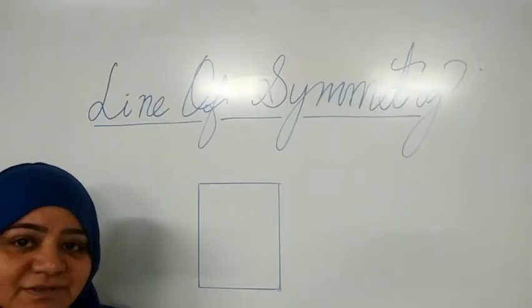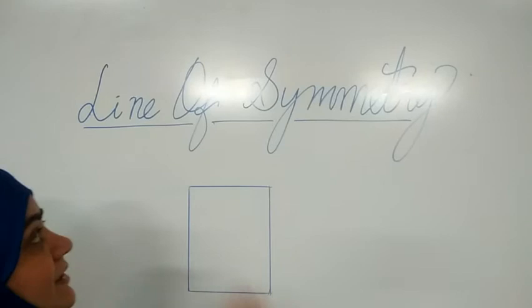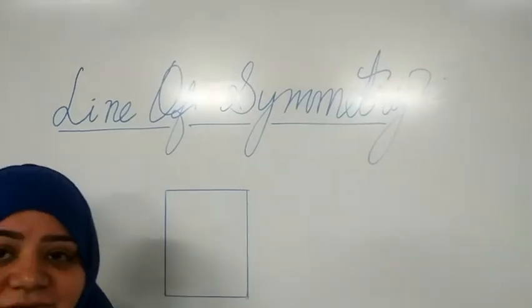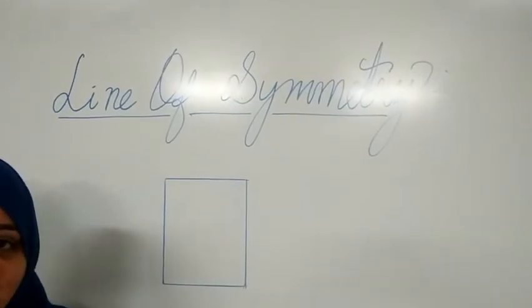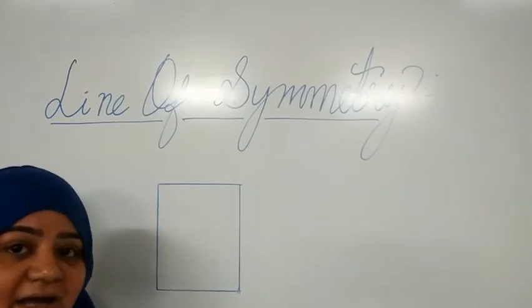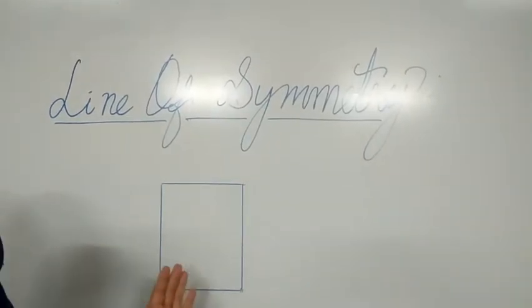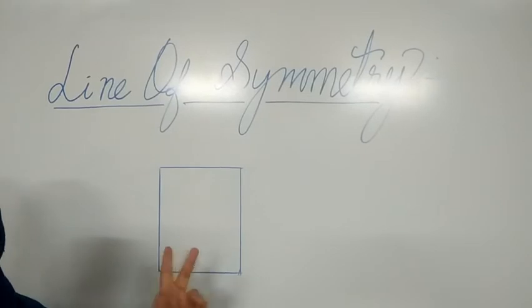Hello students, today we will learn line of symmetry. Yesterday you learned symmetrical shape. Line of symmetry is what? A line of symmetry divides our given figure into two equal halves.